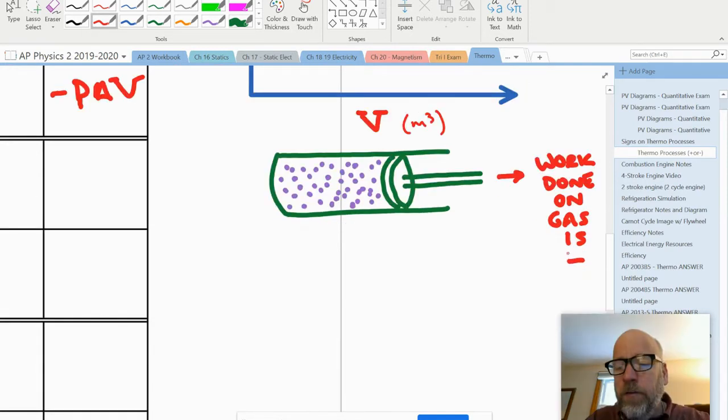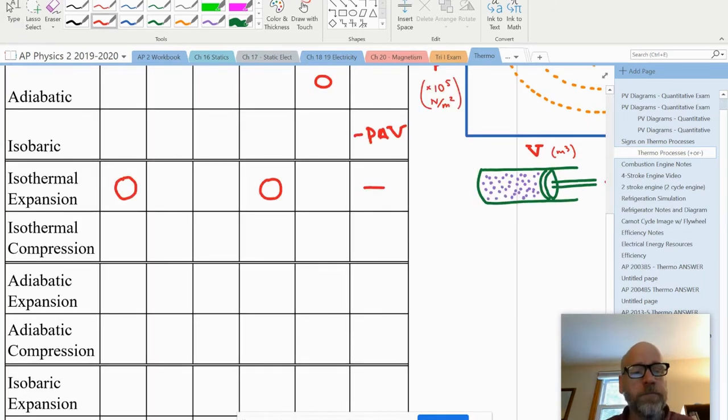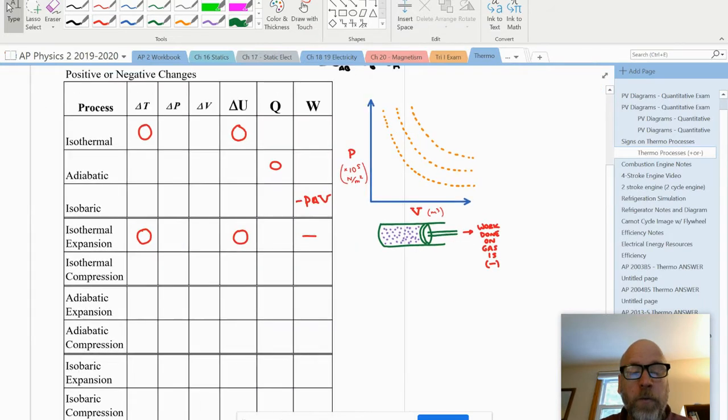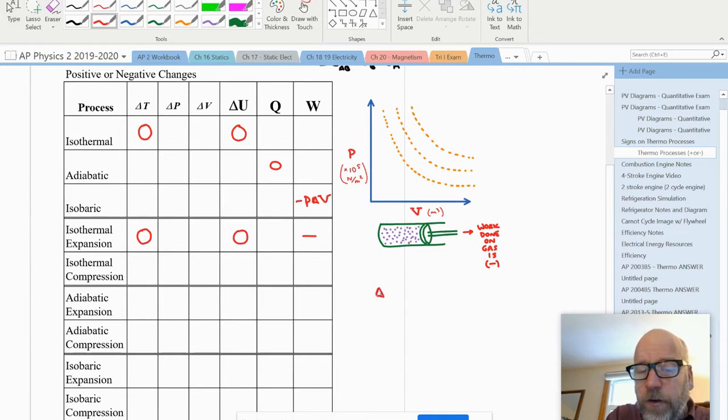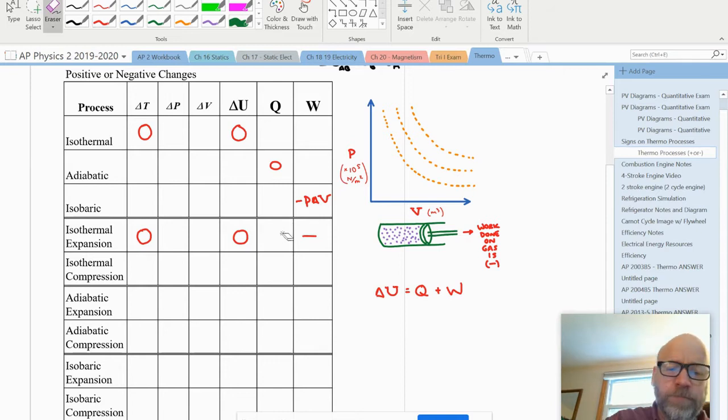Expansion means the work done on the gas is negative. Okay. Now, if you go to the first law of thermodynamics, if the change in internal energy is 0 and the work is negative, what does the heat have to be? Yeah, positive. Heat had to have been added to the system.